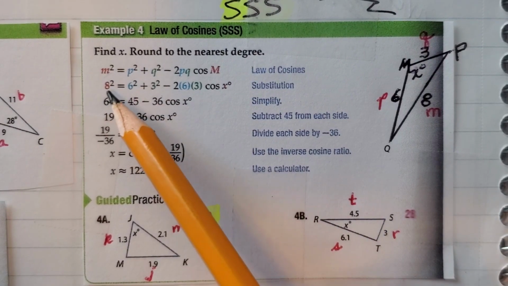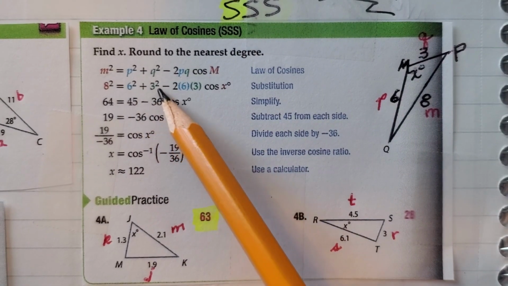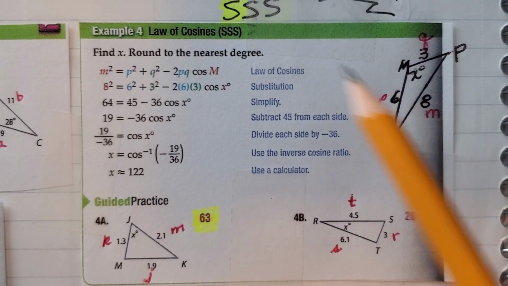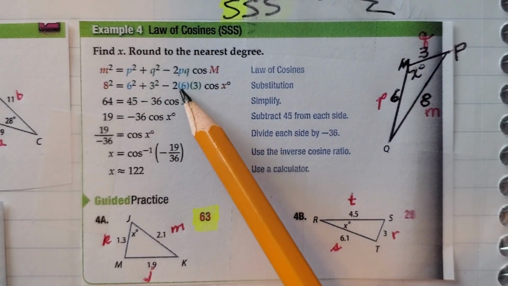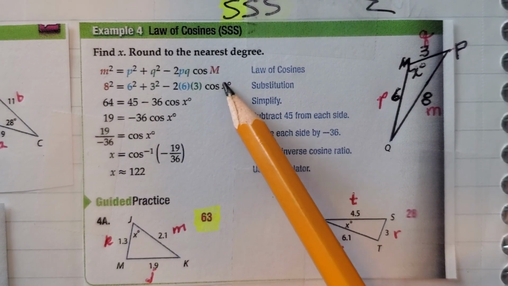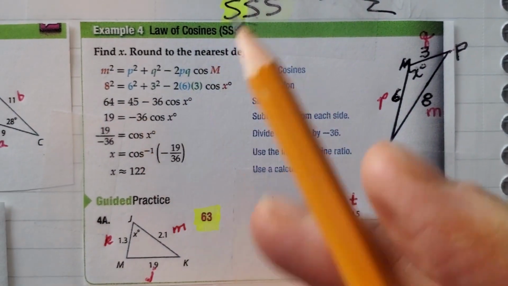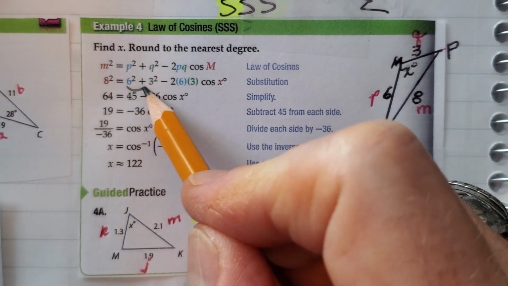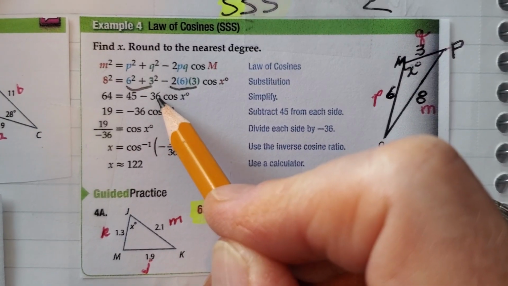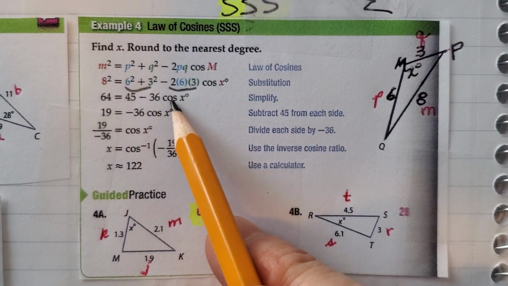Okay? Now you substitute in. Little m is 8, right here, equals 6 squared plus 3 squared minus 2 times 6 times 3. Remember, the 6 and the 3 are the p and the q, and they go here and here, and then the cosine of x. So we're trying to find the x here, degrees. So a little bit different now when you solve this. You need to put these two together here, that's 45, and this here together, which is negative 36. So this is 64 equals 45 minus 36 cosine x.